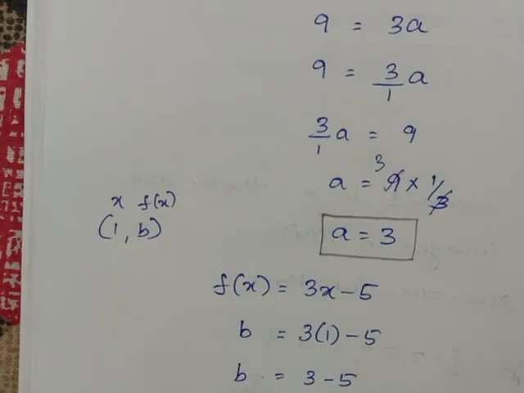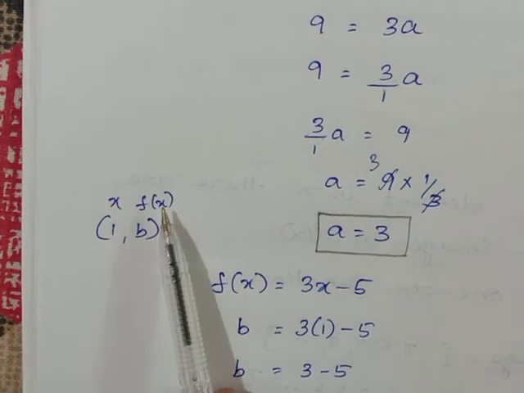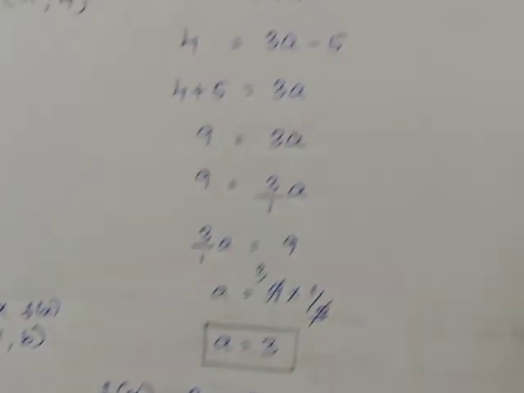Remember always that in the ordered pair, the first number denotes x and the second number denotes f(x).